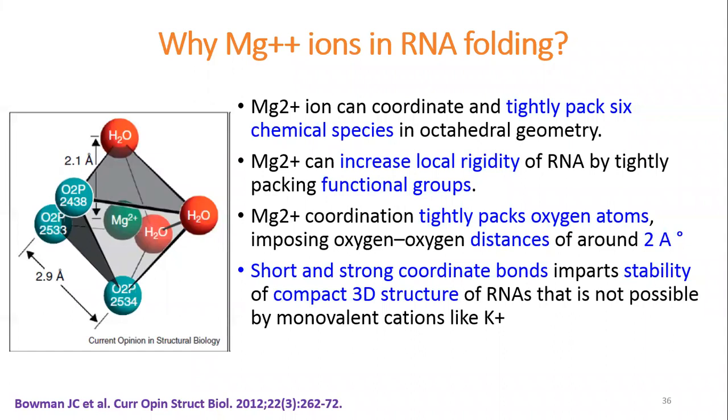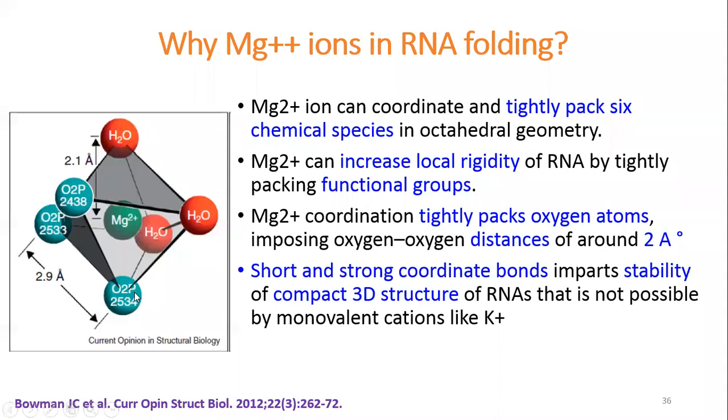First, this Mg dipositive ion can coordinate and tightly pack 6 chemical species in octahedral geometry. As you can see in this picture, there is a centrally placed Mg dipositive ion, which can coordinate 6 chemical species in its coordination state. For example, these can be 3 water molecules as well as 3 phosphates, as you can see over here.